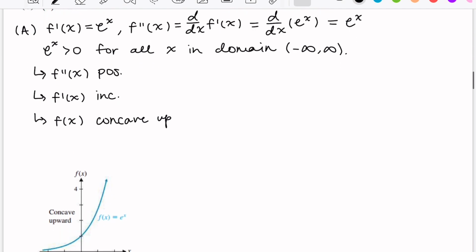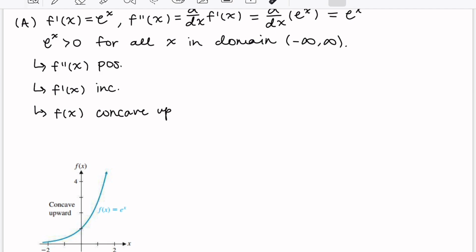So here is a graph of that. We have that f of x is going to be concave upward for all x, concave upward for all the x values from negative infinity to positive infinity. And then we can see this shape here, concave upward.